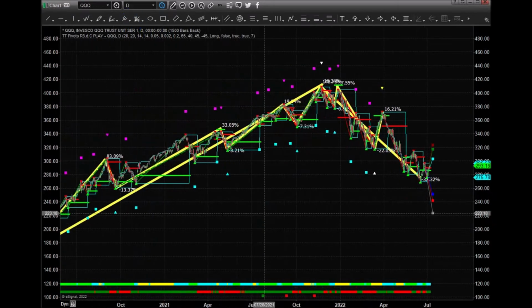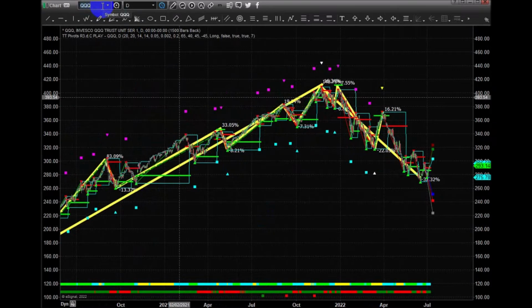Assuming this loads up. Oh, I'm already in the QQQ. All right, so this was the QQQ, I guess. Let's go back to the SPY.